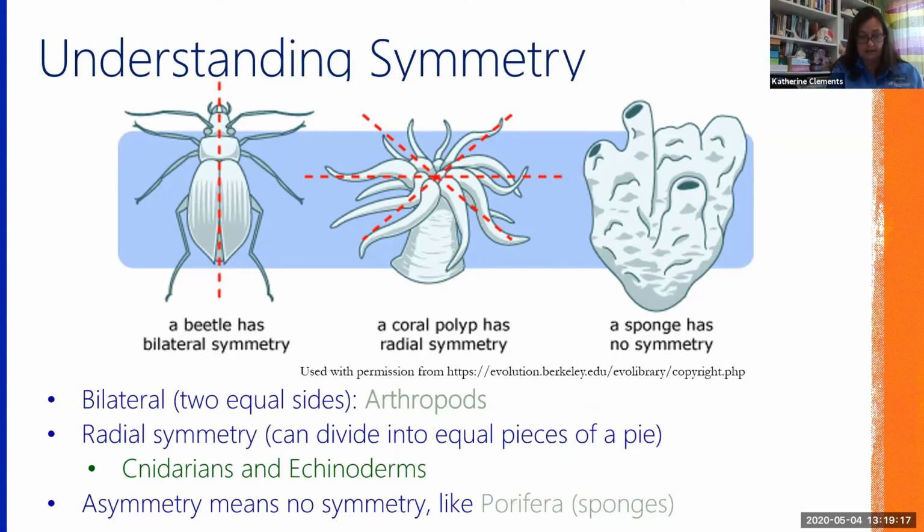So bilateral symmetry is an animal that has 2 equal sides that look pretty much the same, just like the beetle on your slide. An example of radial symmetry is the sea anemone in the middle of your slide. With radial symmetry, you can imagine drawing a circle around the animal and then draw radii or lines from the center of the circle to the outside of the circle. And that cuts the animal into pieces of a pie, and all the pieces of the pie would look the same if the animal has radial symmetry.